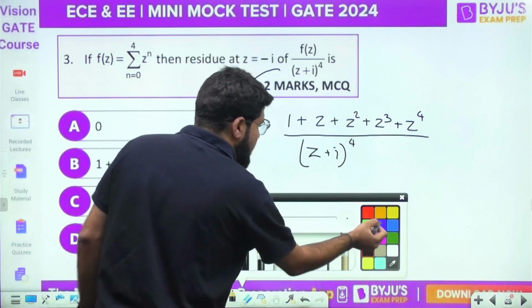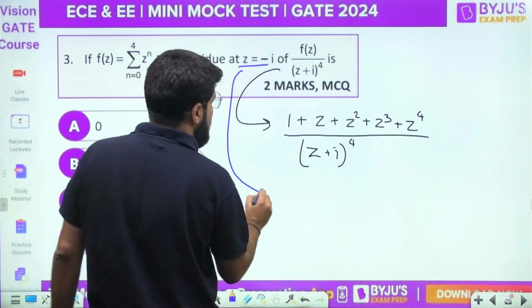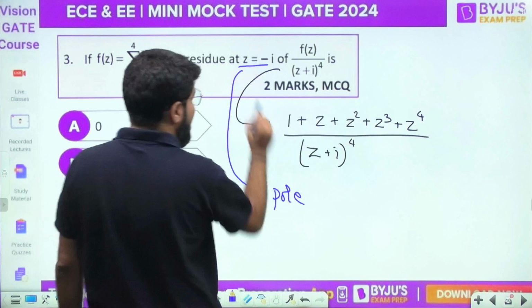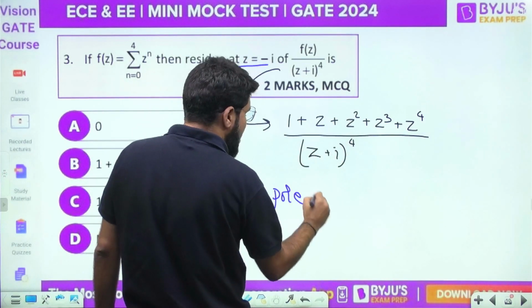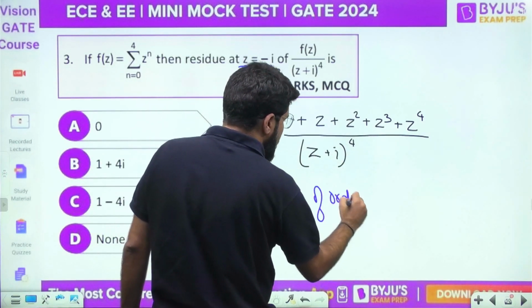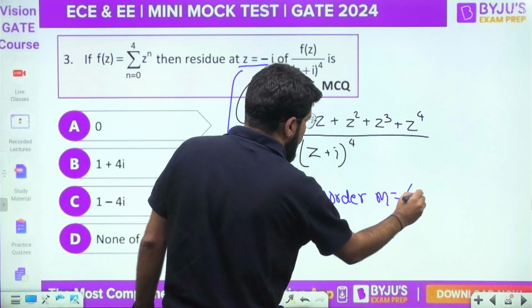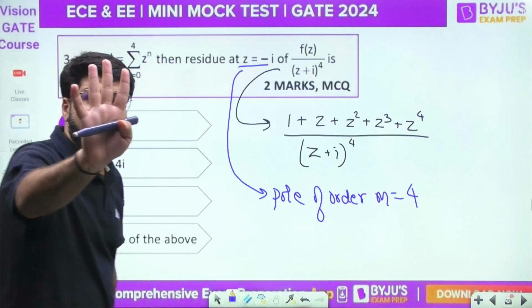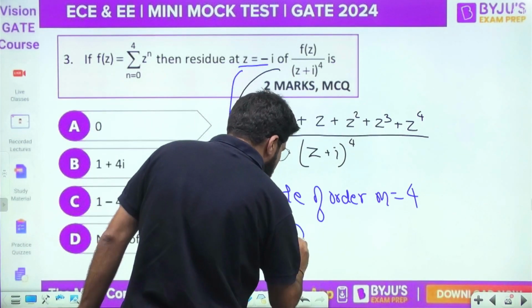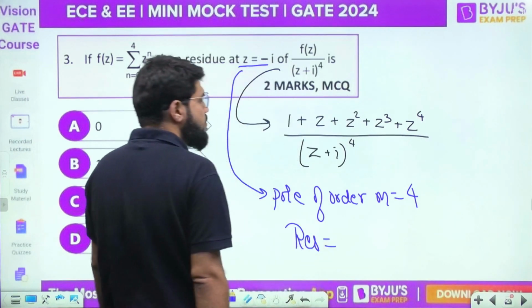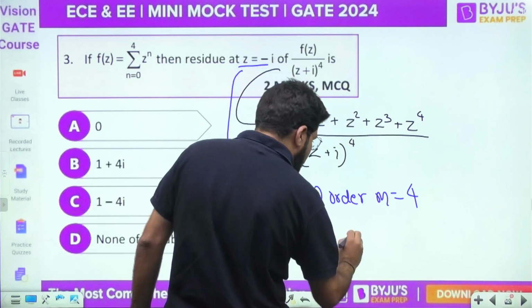Now you need to calculate the residue at z equal to minus i, of course, because that is a pole. And of what order? That is a pole of order 4, a fourth order pole. It's not a simple pole. So the residue should be given by what formula?